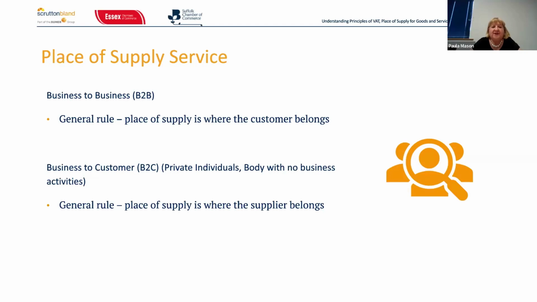So going on to place of supply of services, we split these into 2 general rules. We have one for B2B supplies, business to business supplies, and the general rule in relation to these supplies is where the customer belongs. The place of supply is where the customer belongs. In relation to business to customer supplies, such as private individuals, the general rule is the place of supply is where the supplier belongs.